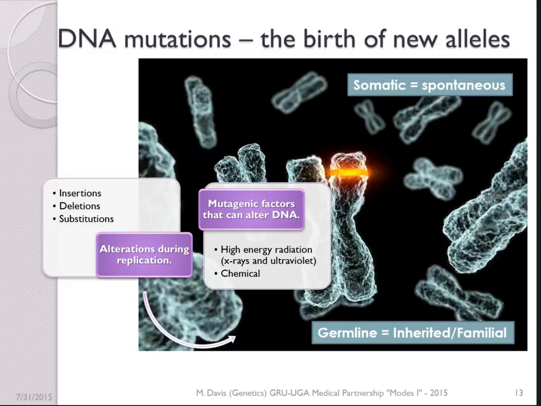New mutations, especially in germline cells, are basically the birth of new alleles in our gene pool. Those that occur in somatic tissues are usually spontaneous and are held within the individual where they occur. Those that occur in the germline can be passed on, and these are usually inherited.